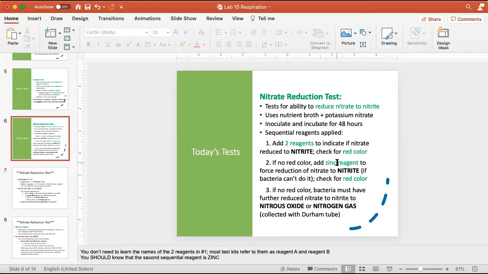Now, if there is any nitrate in the tube and you add zinc, the zinc will reduce it to nitrite. And guess what's going to happen? It's going to turn red. Remember, you already put A and B in step 1. So A and B is still in there. We're going to add zinc. If there's any nitrate in that tube, the zinc is going to reduce it to nitrite, and you're going to get a red color.